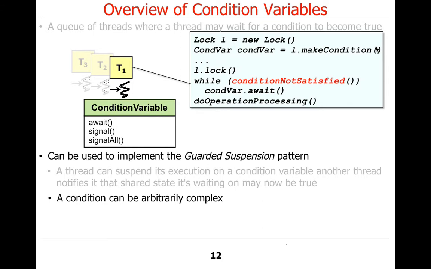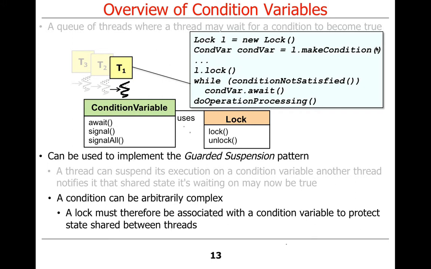Now, here's a couple of things to keep in mind. It doesn't really show it here, but in real life, the condition can be some arbitrarily complicated thing. It could be while count is greater than 0, and the queue is not empty, and the cow jumped over the moon, whatever. It could be a bunch of different things. Because it's arbitrarily complex and involves shared state, which is always the kicker in concurrent programs, there needs to be a lock associated with the condition variable to protect the state that's shared between the threads.